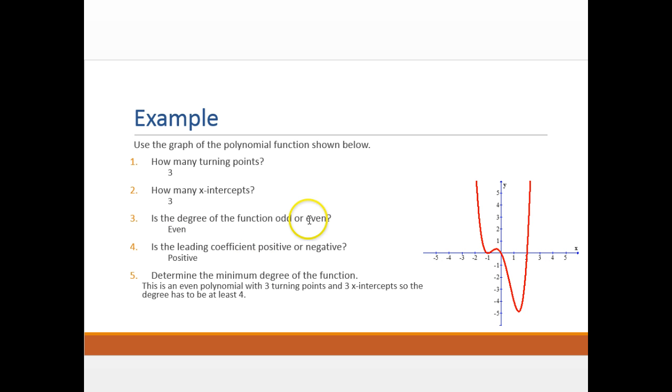We know the degree of the function is even because the left side goes up and the right side goes up. And because they both behave the same, we know they're even. And since they both go up, we know they're positive. So determine the minimal degree of the function. I know it's an even polynomial with 3 turning points and 3 x-intercepts, so the degree has to be at least 4.